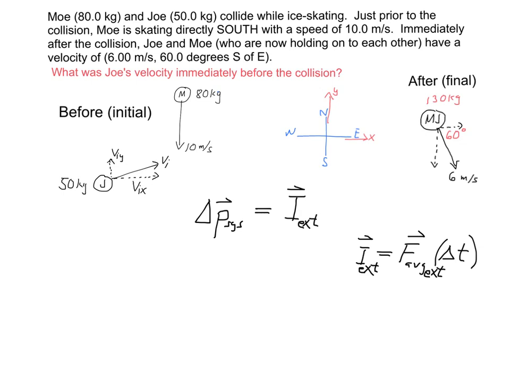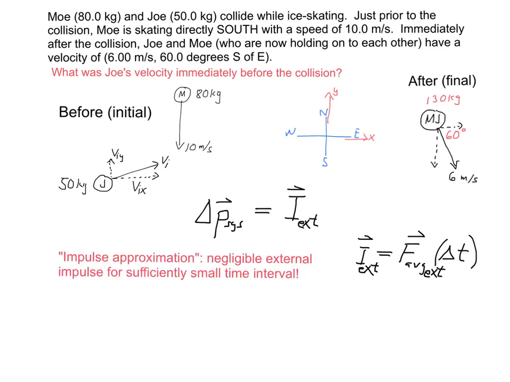But it's worth pointing out that even if we had a high friction situation, if this collision were happening on concrete instead of ice, if we took a small enough time interval, then even with a substantial external friction force, we could still have a very small or negligible impulse. Also note that since impulse is a vector, we could apply the impulse approximation component by component if necessary.